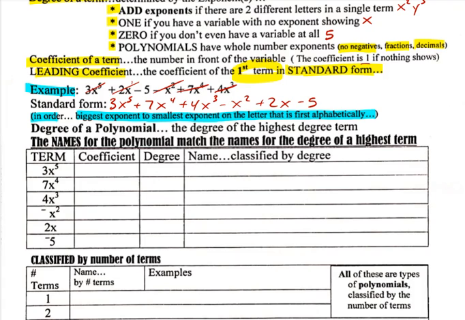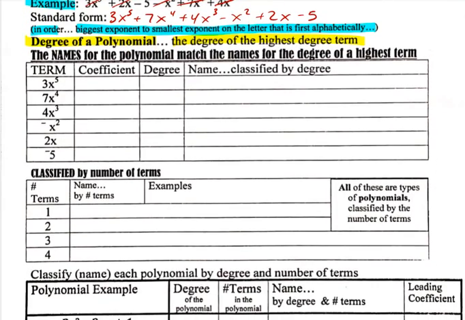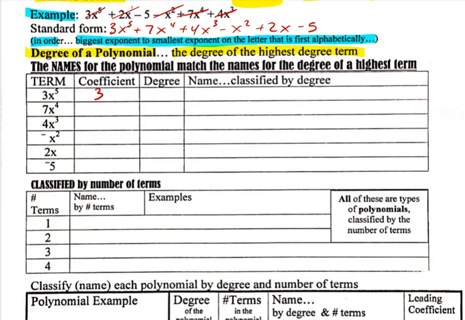So the degree of a polynomial is the degree of the highest term. We're going to classify these that are listed below. My first one is 3x to the fifth. Coefficient is a 3. My degree is the 5. And you would name this a quintic term because it's a 5 and that's the term we use.